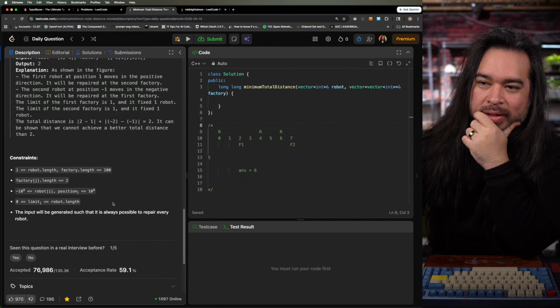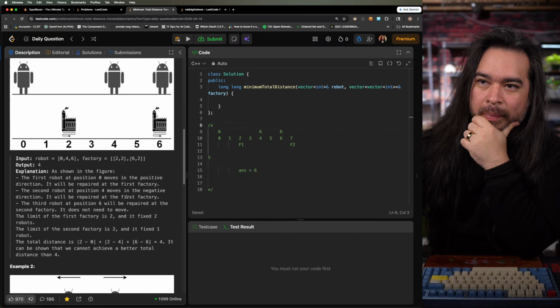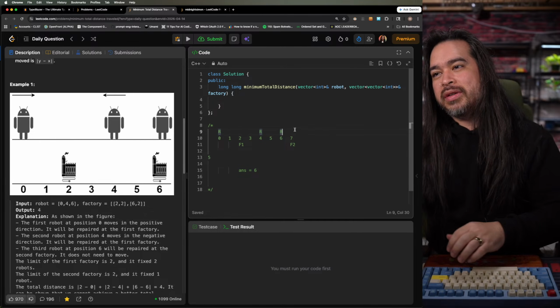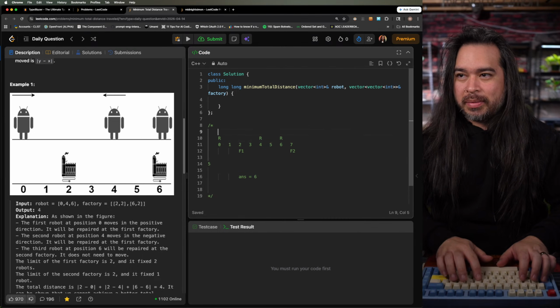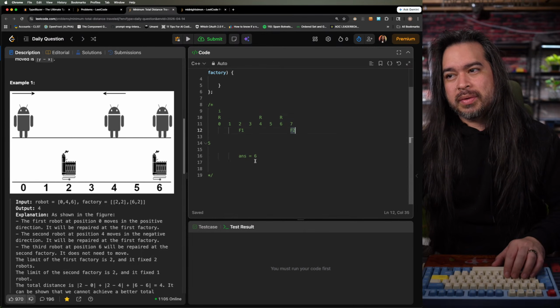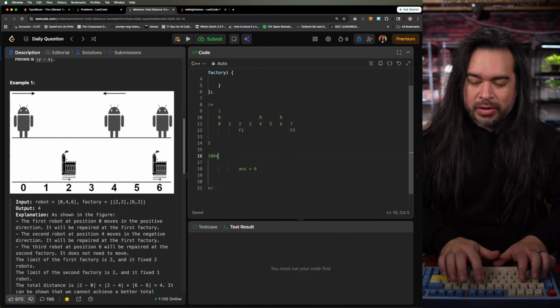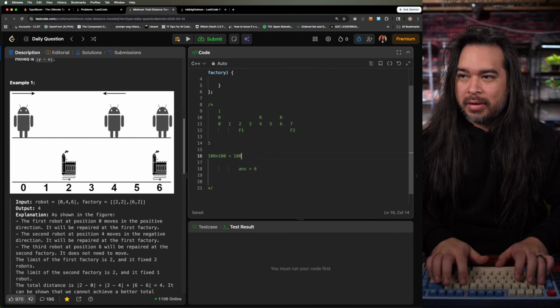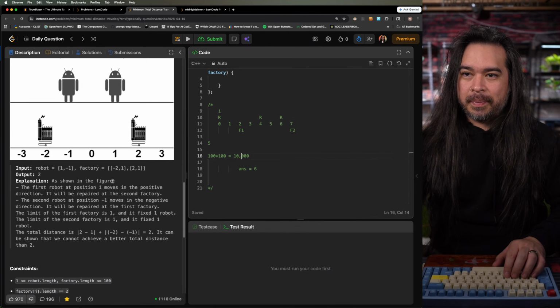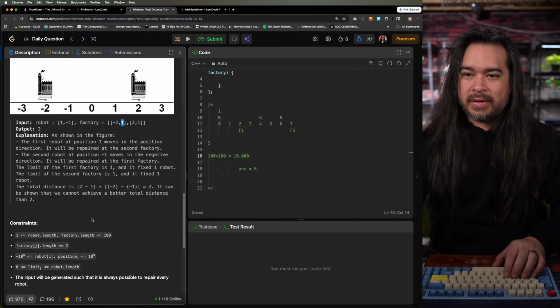Input will be generated such that it's always possible to repair every robot. All right, let me think of something else. What if the 2-pointer, let me think of 2-pointer. But what am I trying to do here? So, actually, what's 100 times 100? It's 10,000. And then we have this thing where the limit is of the robot's length, and each of those have a limit.